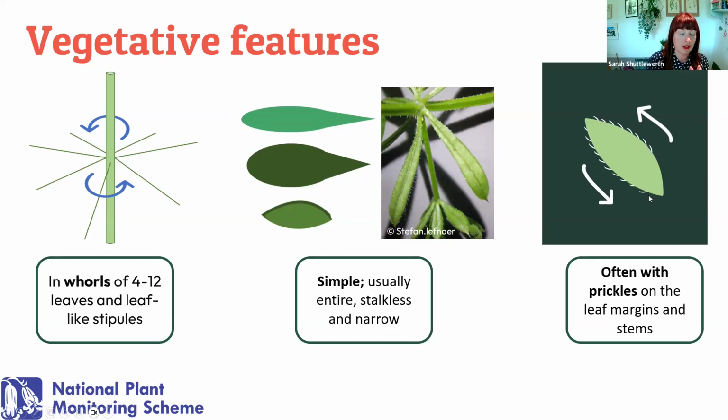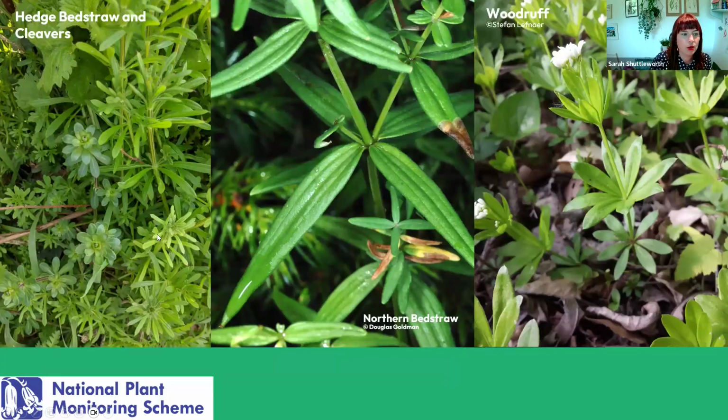And I believe, though I'd have to double check because I haven't got my book next to me, they're going downwards on the leaves as well, whereas there are less obvious prickles on the marsh bedstraw. Looking at some examples, we've got hedge bedstraw and cleavers next to each other, which I thought was a nice way of getting your eye in on the differences. If you were to feel these, the cleavers would be very rough and prickly and would stick to things, whereas the hedge bedstraw wouldn't.